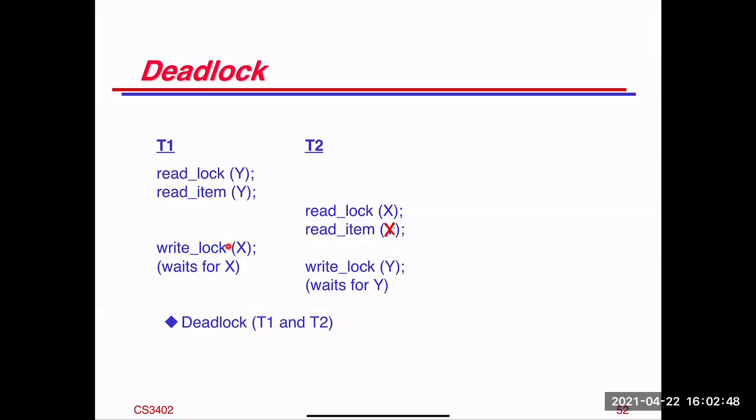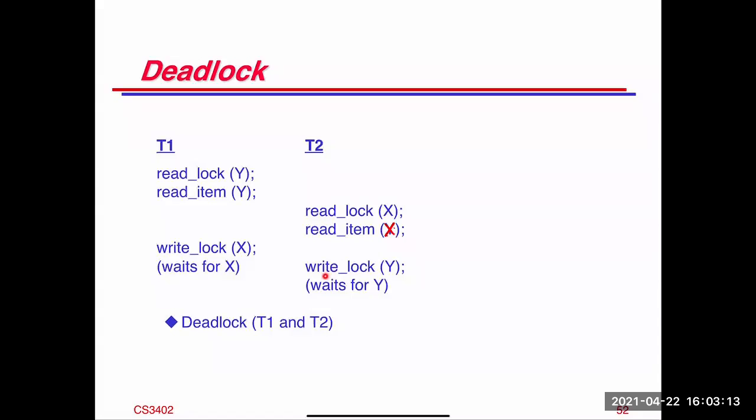And over here, we are trying to acquire a write lock on X. And now T1 has to wait because it can't acquire the write lock, because T2 already holds a read lock, okay? And the write lock is an exclusive lock, so you can only acquire it when no other transaction holds a lock on that same item.